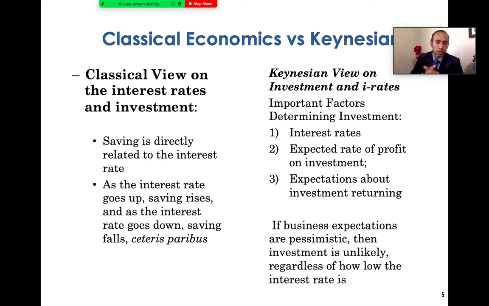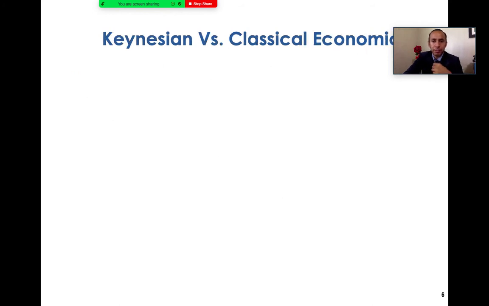So Keynesians here have a perspective that business expectations can be optimistic and can be pessimistic. If they're pessimistic, then investment is unlikely, even though the interest rates may be attractive. So regardless of how the interest rates may be, if you have pessimistic views of the economy, investment may not take place, which adds on to the more elaborate view of the economy rather than the classicals, which had a direct relationship with savings, interest rates, and investments.